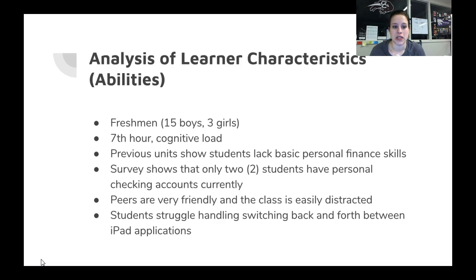So analyzing their characteristics, and I've talked about this in previous discussion posts, it is my 7th hour class. We are on a 7-period day, so it's 2:05 on in any day. It's freshmen, 15 boys and 3 girls, which makes for a very interesting dynamic. Previous units show that they lack many personal finance skills. I have maybe 2 students that have jobs, and so just that earning money, having some of those personal finance skills is lacking. I did take a survey and it showed that only 2 students have personal checking accounts currently.